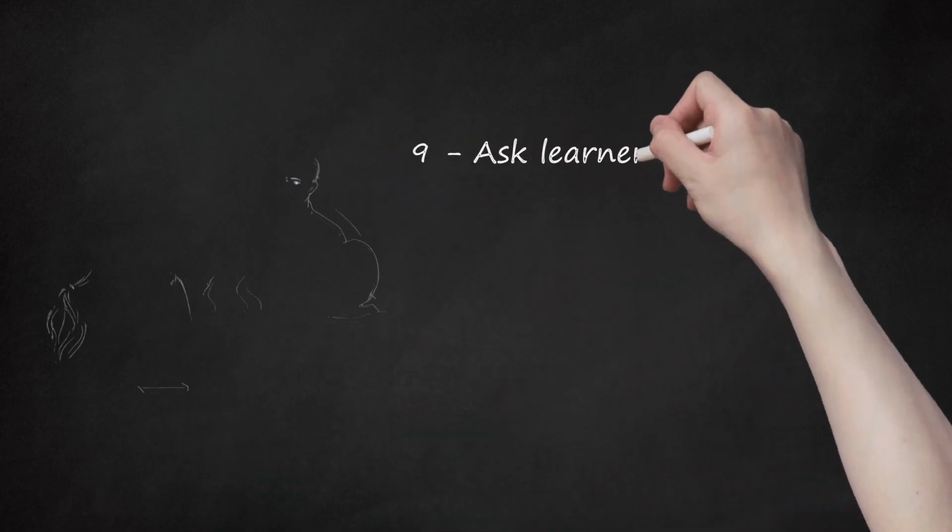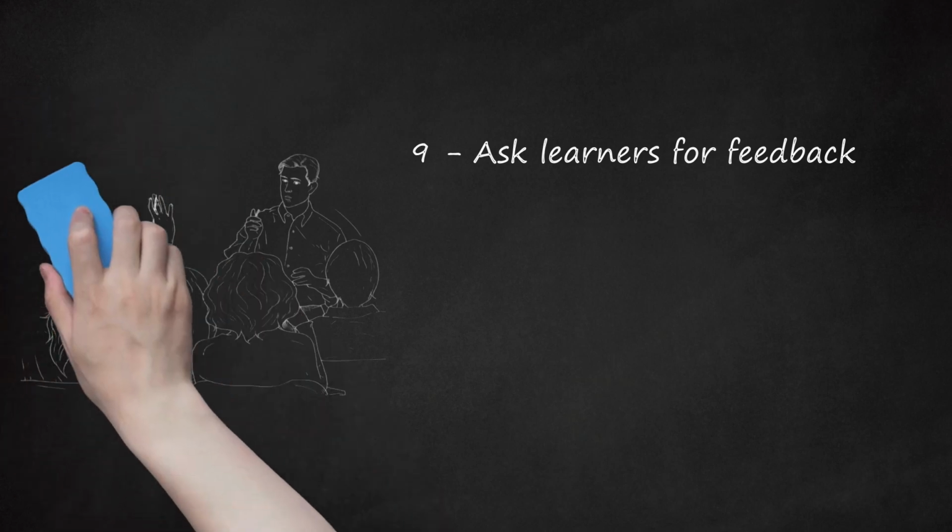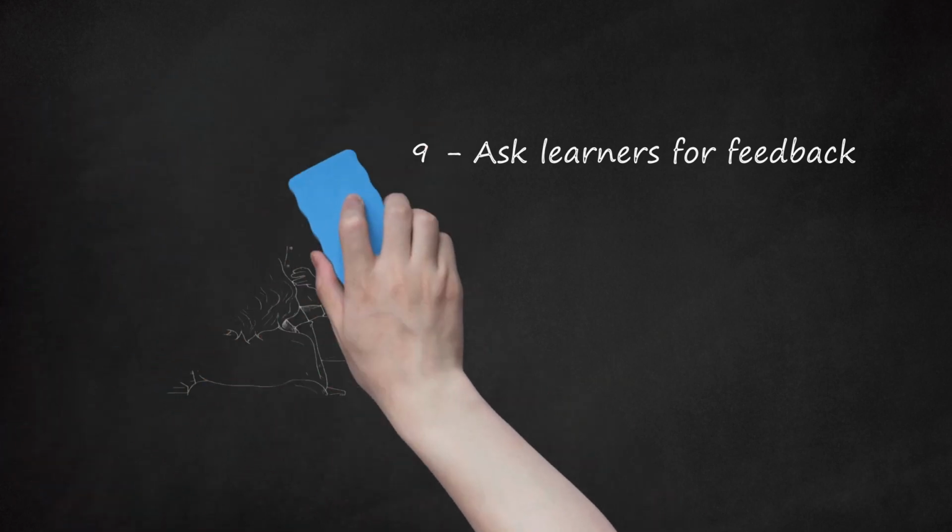9. Ask learners for feedback. Evaluate the effectiveness of the training materials by asking training program participants to share their opinions. Training material feedback forms could contain questions about organization, clarity, variety, and usefulness, and may be used to revise and improve the materials.